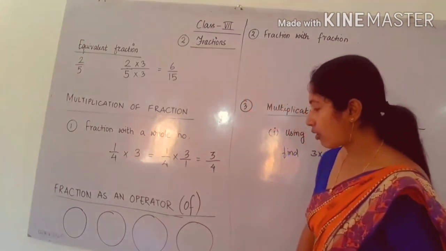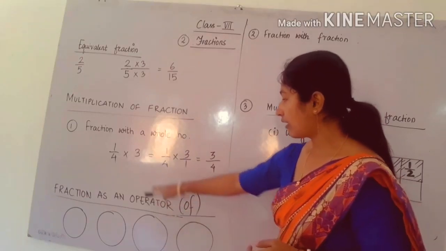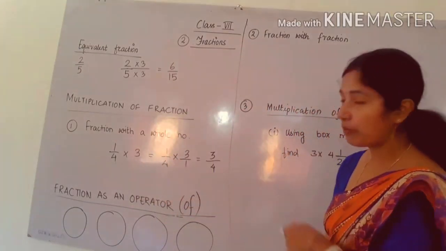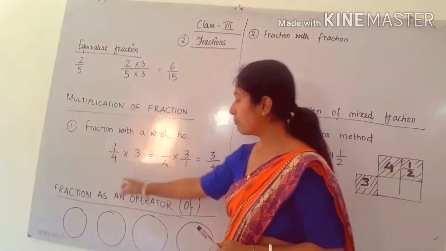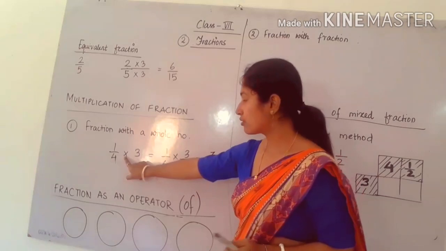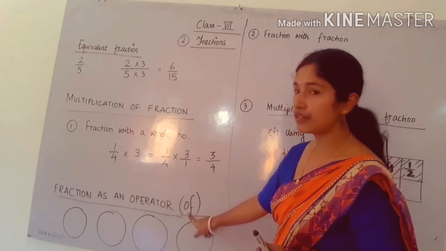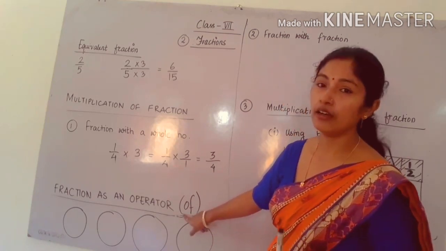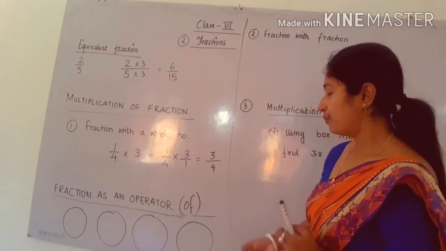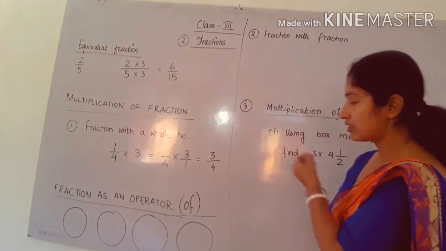Here 3 is the whole number and 1 by 4 is the fraction. Second is fraction as an operator of. This type of question may come with "of" also. In place of into, it may be written as of. The meaning is the same, but if it is written of, then you have to simplify the of first, because according to the BODMAS rule we first simplify the of. So how to use this operator?